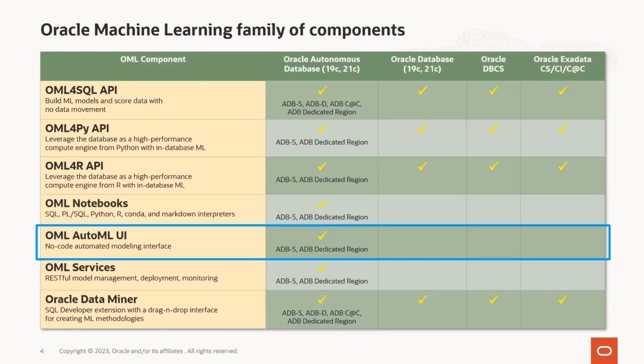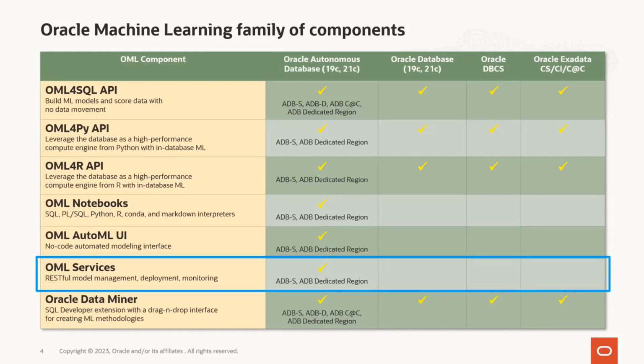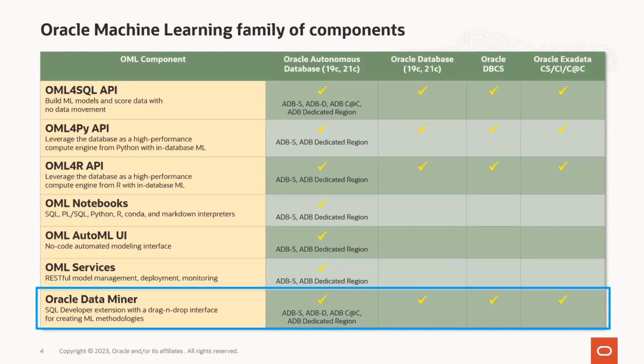Now, Oracle Machine Learning AutoML UI is a no-code user interface that automates model building, selection, and deployment, and OML Services is a RESTful service for model management and deployment, data and model monitoring, and cognitive text analytics. OML Services supports application development using REST endpoints, and you can also deploy models from the AutoML UI directly to OML Services in just a few clicks. And finally, we have Oracle Data Miner, a SQL Developer extension for creating, scheduling, and deploying analytical workflows through a drag-and-drop user interface.